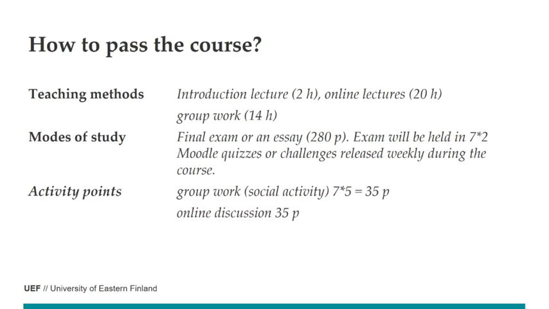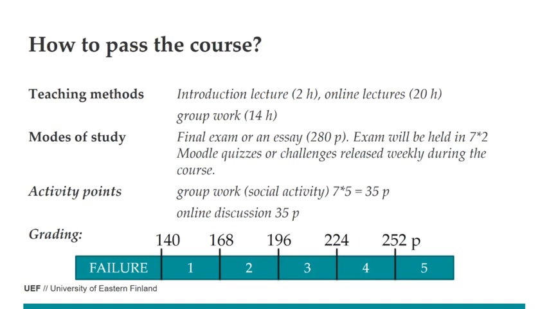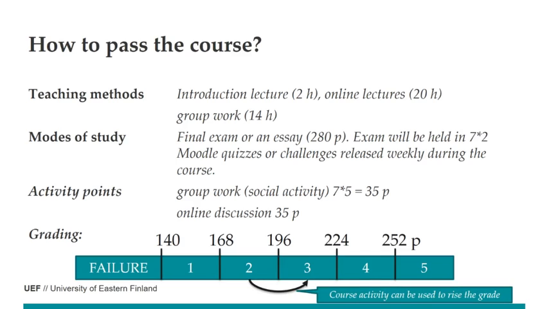But then we have activity points that I'm going to give you, additional points that can make it a little bit easier to pass the course. We have these weekly meetings, and each time you come to the meeting you get 5 points. So 7 meetings means 35 points. And then we have an online discussion forum that can give you 35 points also. And then the grading. If 280 points is the maximum, 140 points are needed to pass the course. And with these activity points, you can easily raise the grade by being active and being social during this course.